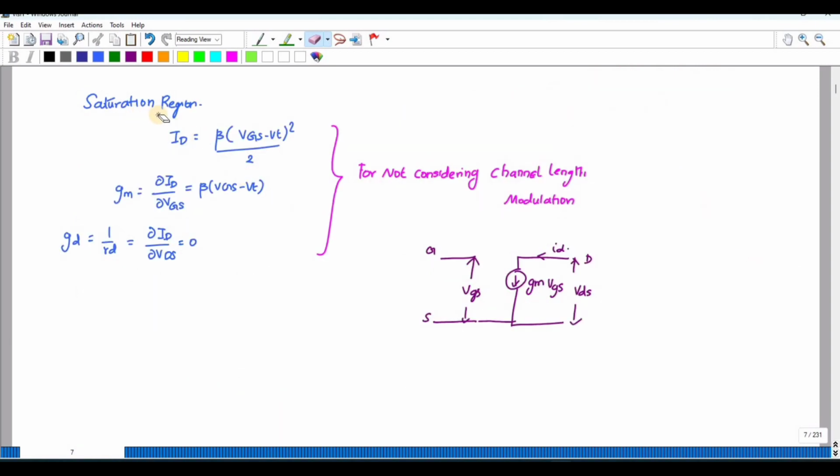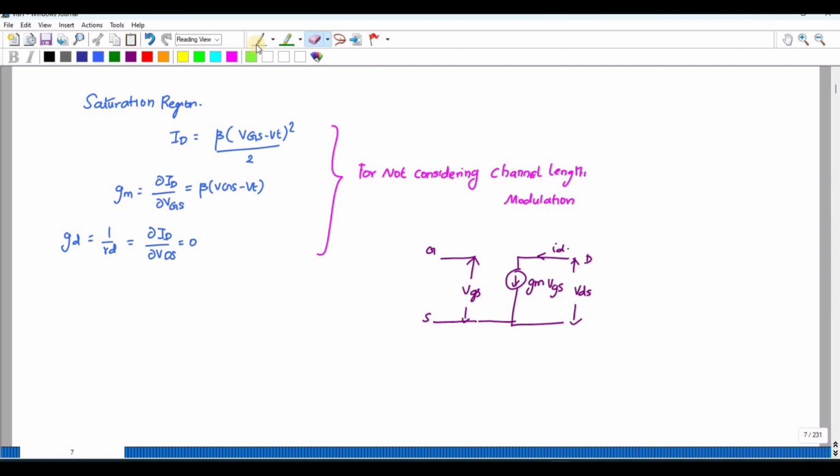So this is your equation for the saturation region. If I differentiate with respect to VGS, I will get beta (VGS minus VT). If I differentiate with respect to VDS, it is 0. So during the saturation region I have only GM, and that value is beta (VGS minus VT). This is without considering channel length modulation.